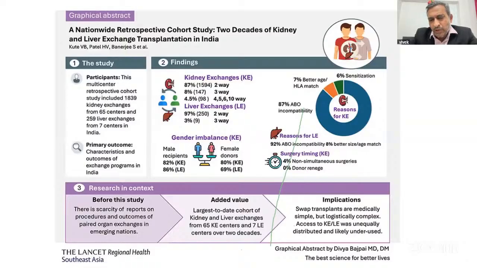Because the majority of centers are not using software. If we use software, this will increase access for difficult to match patients. So this is the largest cohort of kidney and liver exchange data published, from 72 centers. And this shows that swab transplants are medically simple but logistically complex. And access to kidney and liver exchange was unequally distributed as shown in the India map previously. Next slide.